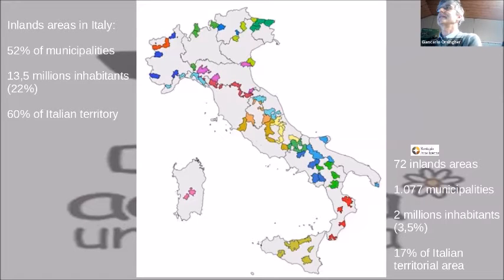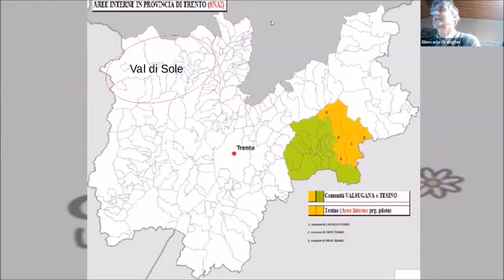As you can see here, we are in Trentino, and in Trentino we have two of these pilot projects. That one, the Tesino and Valsugana, is the one where we live and about which we talk. The other one is in Valle di Sole. This is Trentino, our region, and this one is the inner strategy we talk about on this occasion.